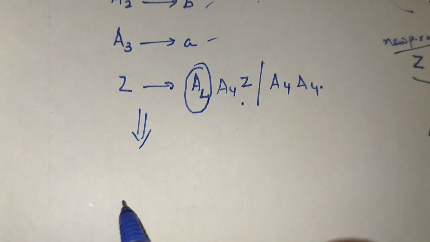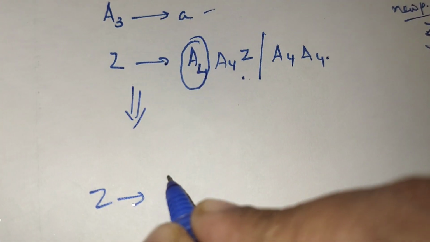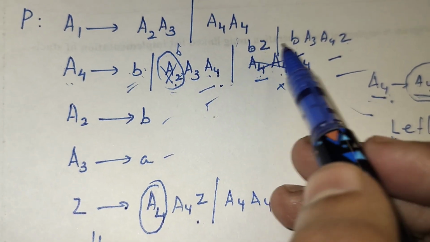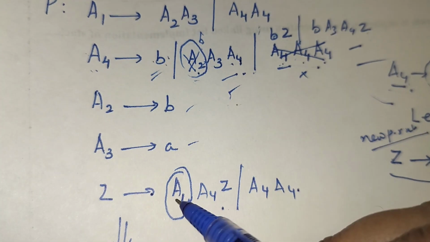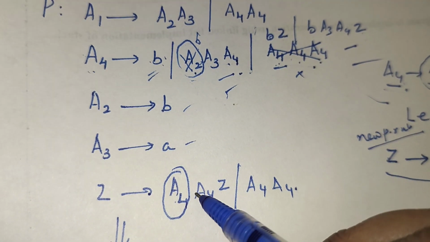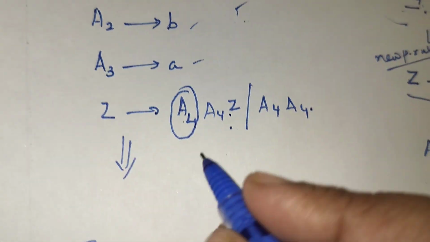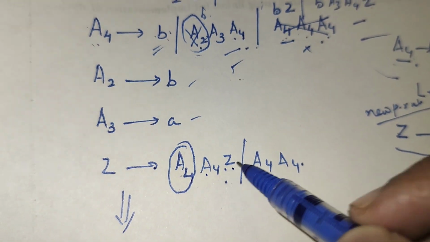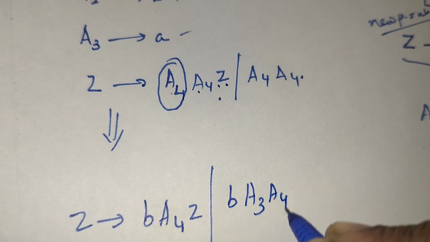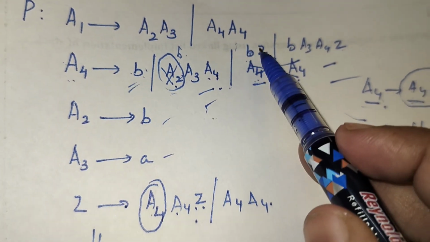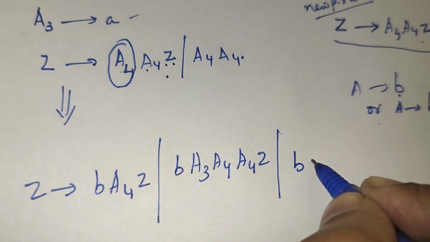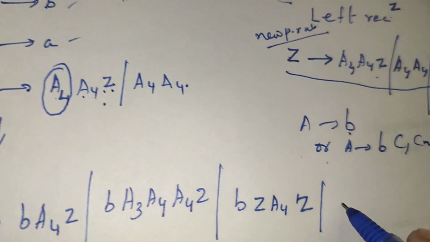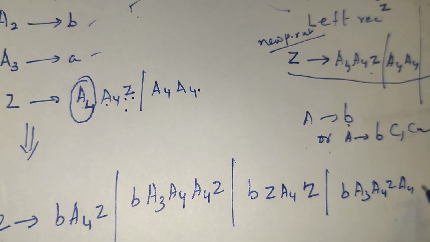So how to rewrite Z? Z gives, what is A4? A4 is B bar, B A3 A4 bar, B Z bar, B A3 A4 Z. So in place of A4 you need to write this one multiplied with A4 Z. So we need to write B A4 Z bar B A3 A4 A4 Z. B A3 A4 A4 Z bar B Z A4 Z. B Z A4 Z. B A3 A4 Z A4 Z. B A3 A4 Z A4 Z.